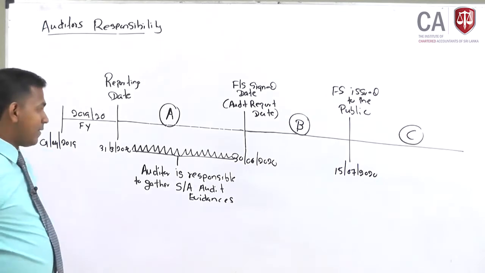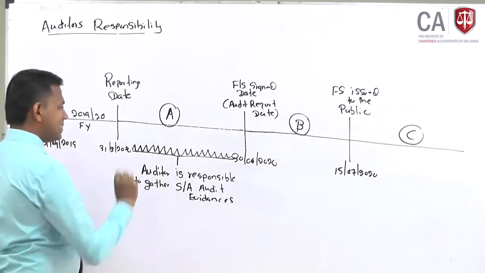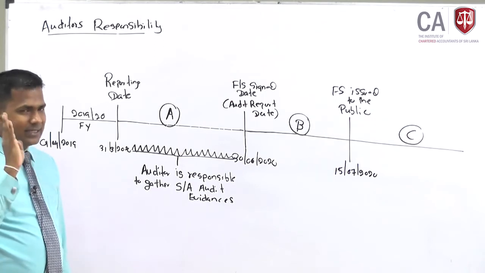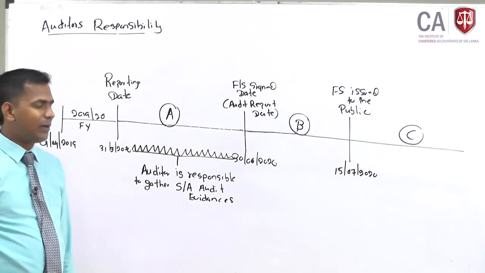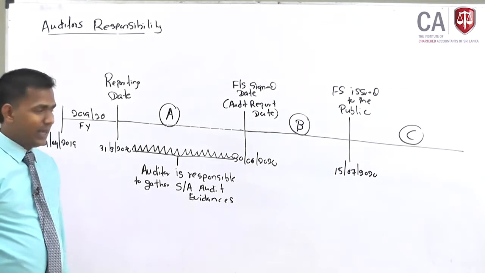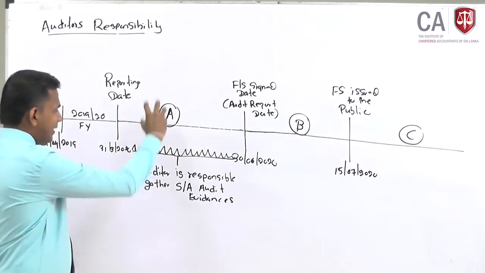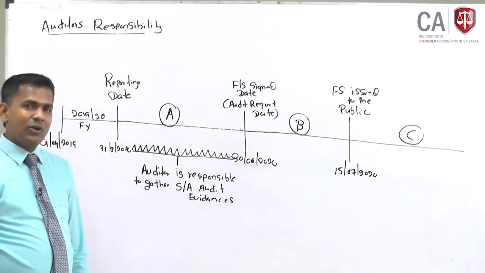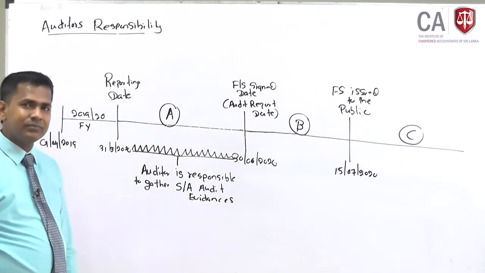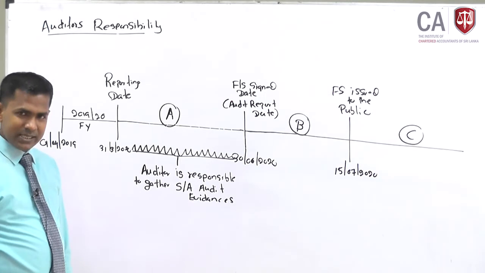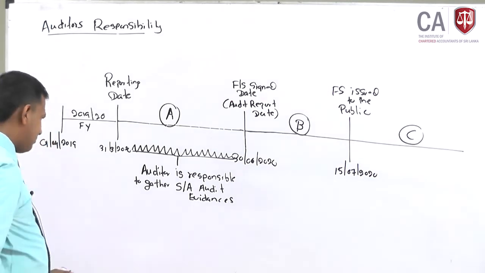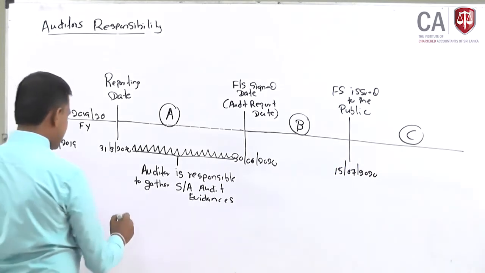Clear? In doing this, the auditor has to do 6 audit procedures. This has to be remembered. In evaluating the subsequent events during this period, the auditor has to perform 6 audit procedures. That 6 you shall remember. Right. Number 1, audit procedures.